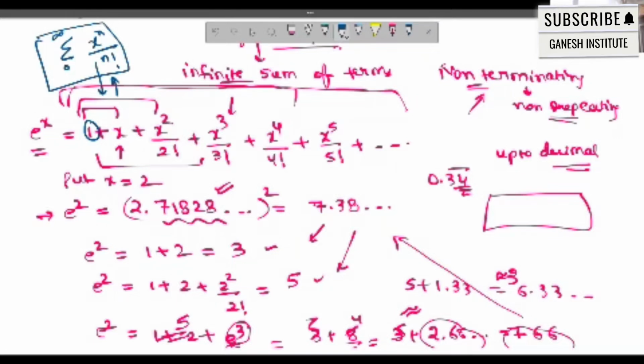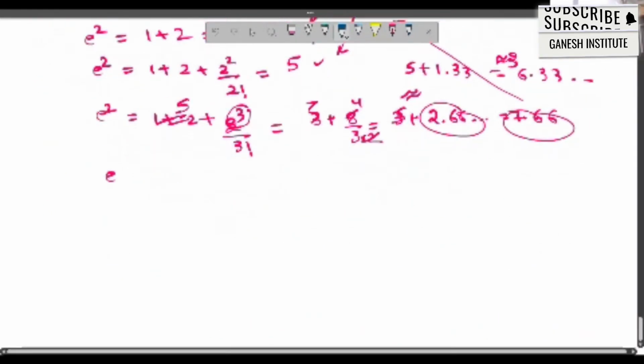Shall we move ahead? Yeah, I have written it down.